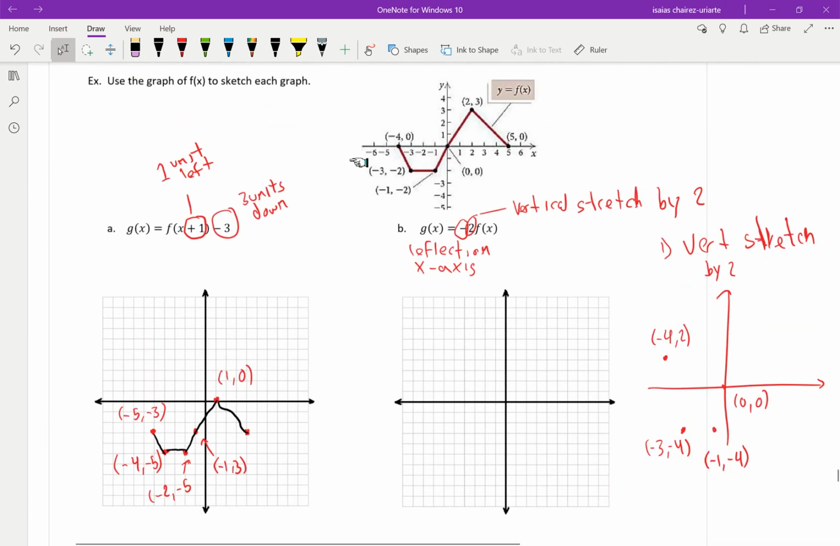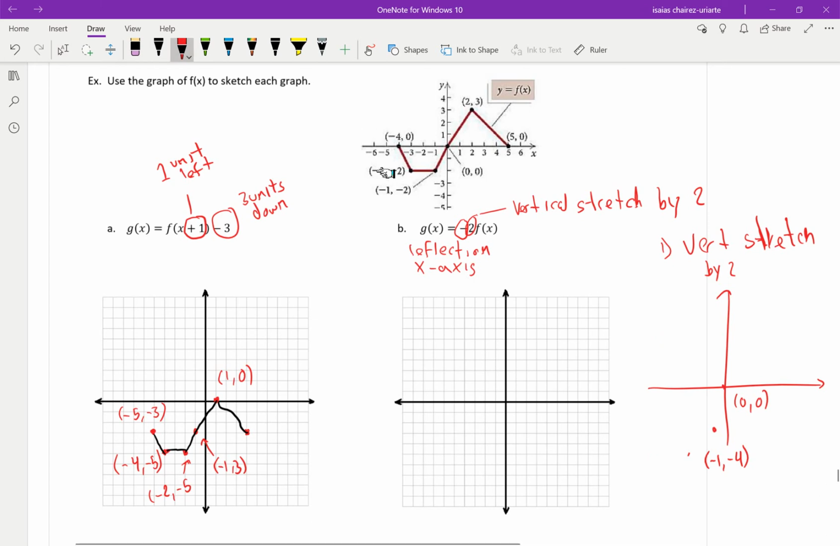So in order to take care of the vertical stretch by 2, I have to multiply my y value by 2. Let me go back here. I made some mistakes here, I'm sorry. So let's begin again. First, let's take care of this vertical stretch by 2. Actually, no, there was not much wrong here.